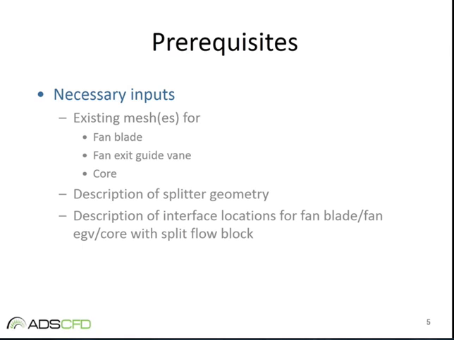You'll also need a description of the splitter geometry, and we'll go into some detail of what we mean by that later on, as well as a description of where the interface location should be located for the fan blade, the bypass, and the core. And those interface locations should be consistent with the meshes that we already generated for those rows.